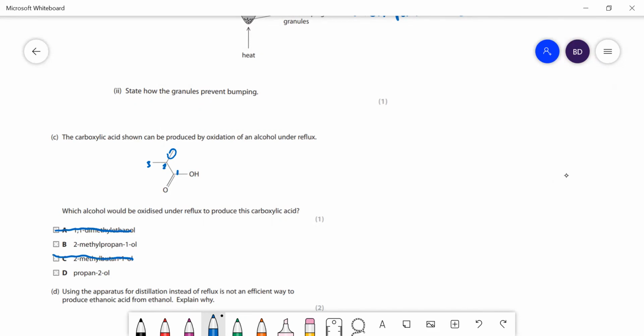Okay. No, it's not propan-2-ol, because if it was propan-2-ol, that's a secondary alcohol. You wouldn't get a carboxylic acid. You'd get a ketone, wouldn't you? If it was propan-1-ol, there's propan-1-ol. Yeah, that would be oxidized. The primary alcohol would be oxidized to carboxylic acid. And you have got a methyl group on carbon number 2, so 2-methyl propan-1-ol is the answer there.